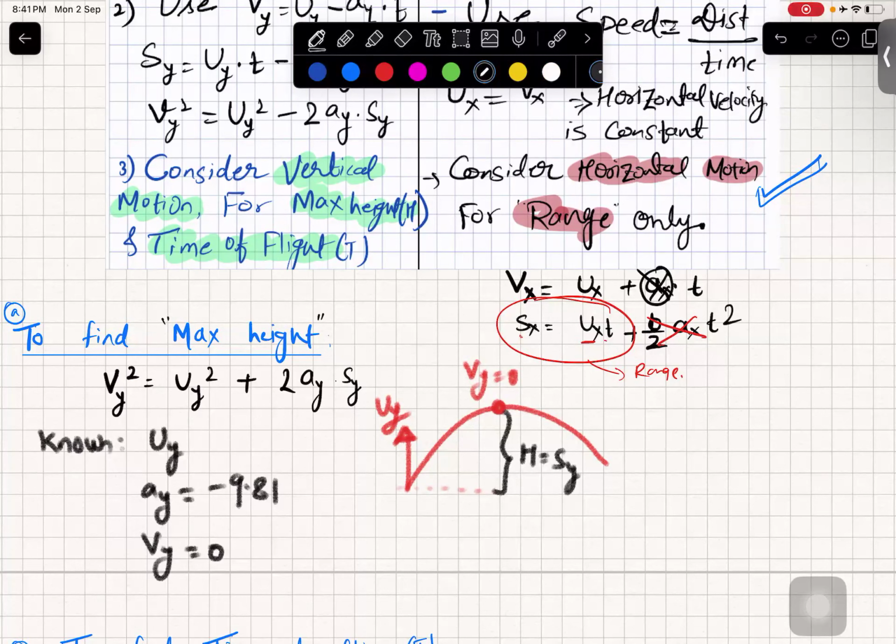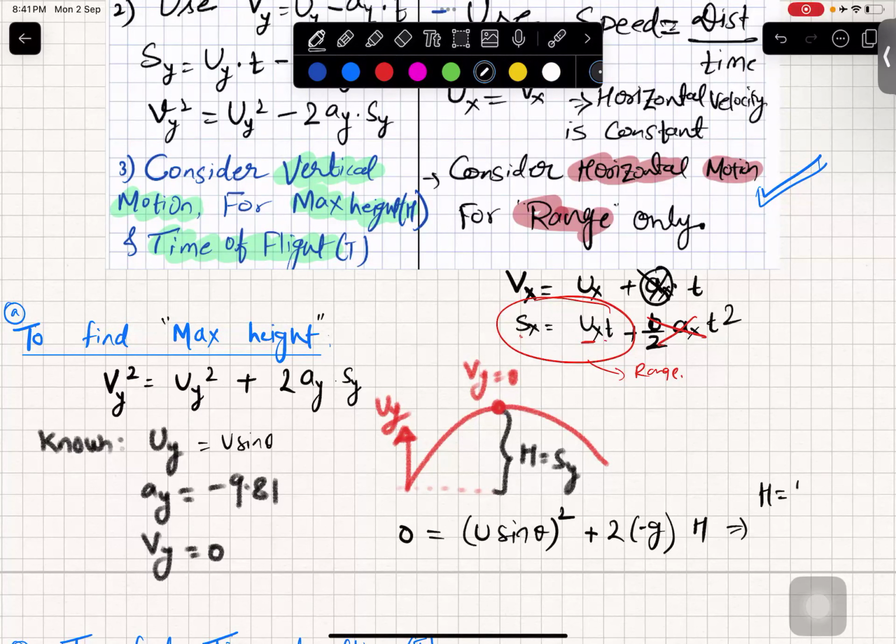So if I just write it down in the form of an equation, this turns out to be 0 equals (u sine theta) the whole square, plus 2 into g into the s bar, which is the max height. And you can rearrange this equation: the height will be equal to u square sine square theta upon 2g. That's the max height.